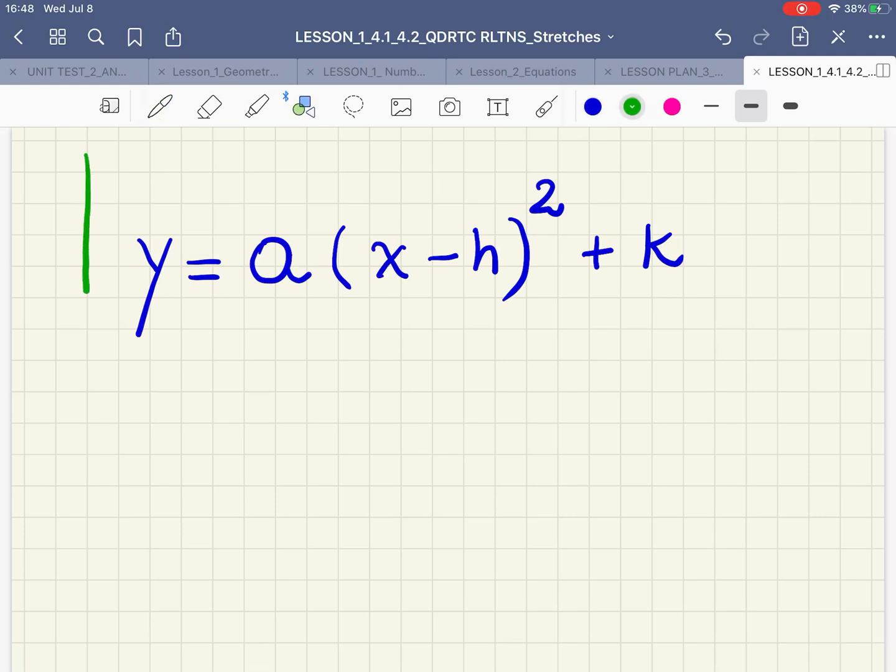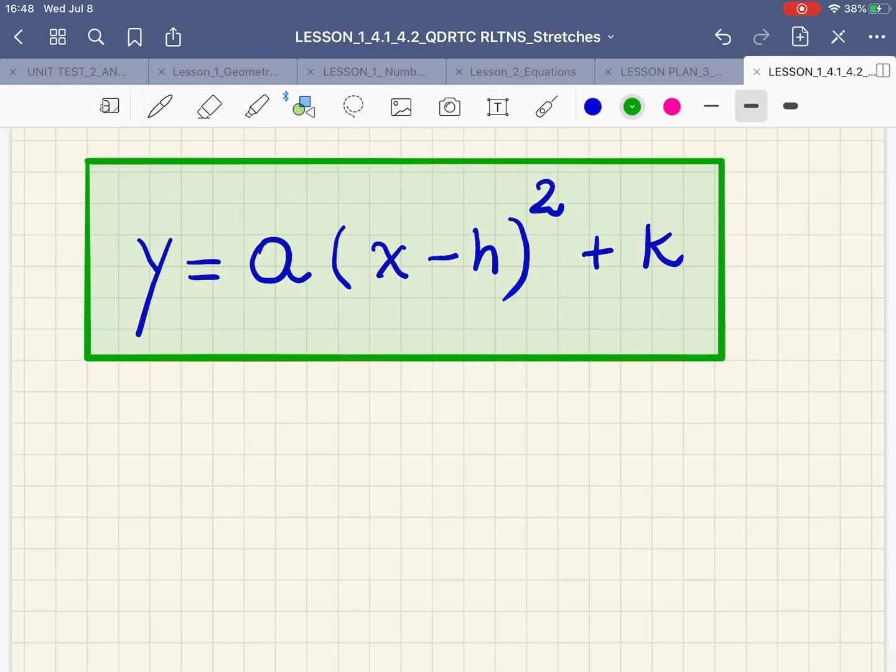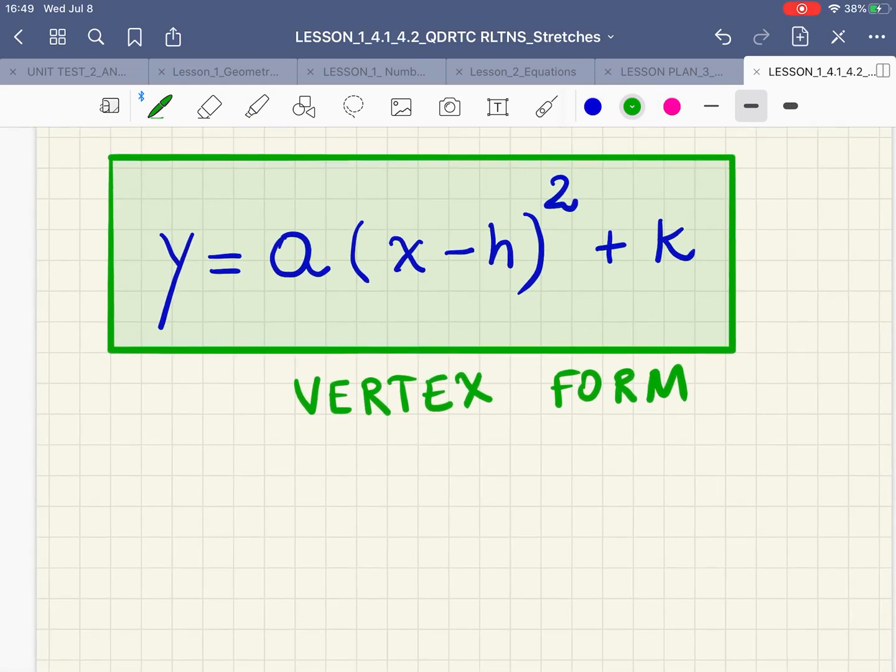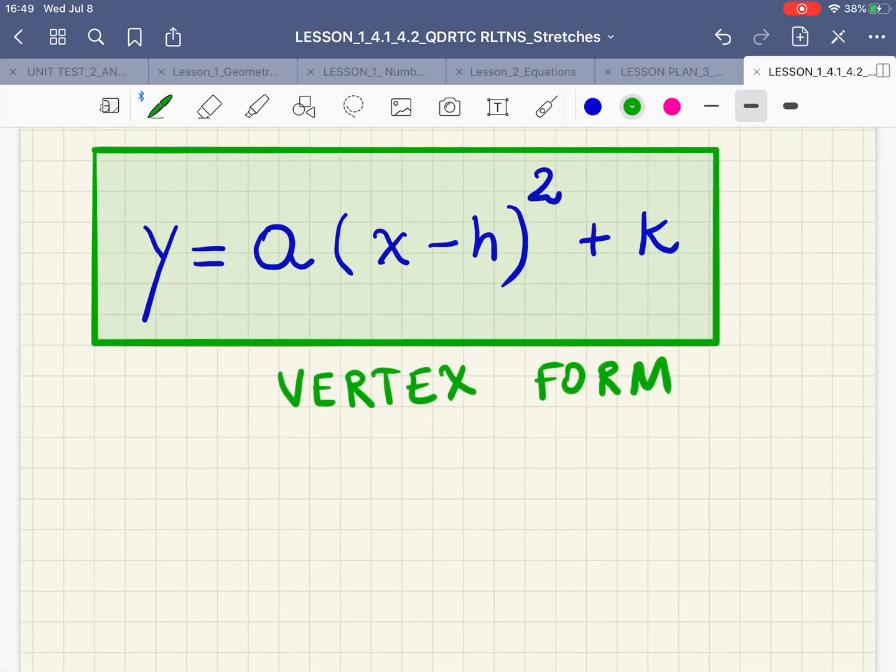So this equation, as a matter of fact, is a very famous equation, and it is called the vertex form of a quadratic relation. Now, there is a reason why this is called vertex form. It's because it gives us the vertex of the parabola just by inspecting the equation. So, what do all these coefficients mean?